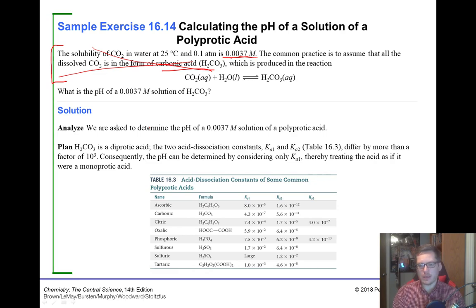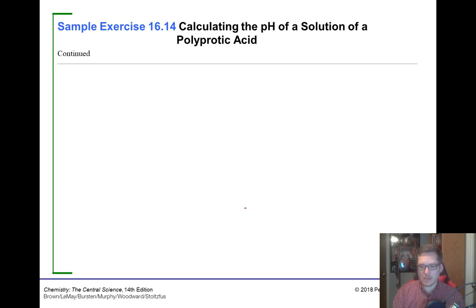All right, so they were trying to find the pH. Carbonic acid is diprotic, so we're going to have two Ka values. Carbonic acid's are 4.3 times 10 to the minus 7th and 4.6 times 10 to the minus 4th. The pH can be determined by only doing Ka1 because they differ by more than a factor of 10 to the third. So really we can just use Ka1, and then at that point it essentially becomes a monoprotic weak acid problem.